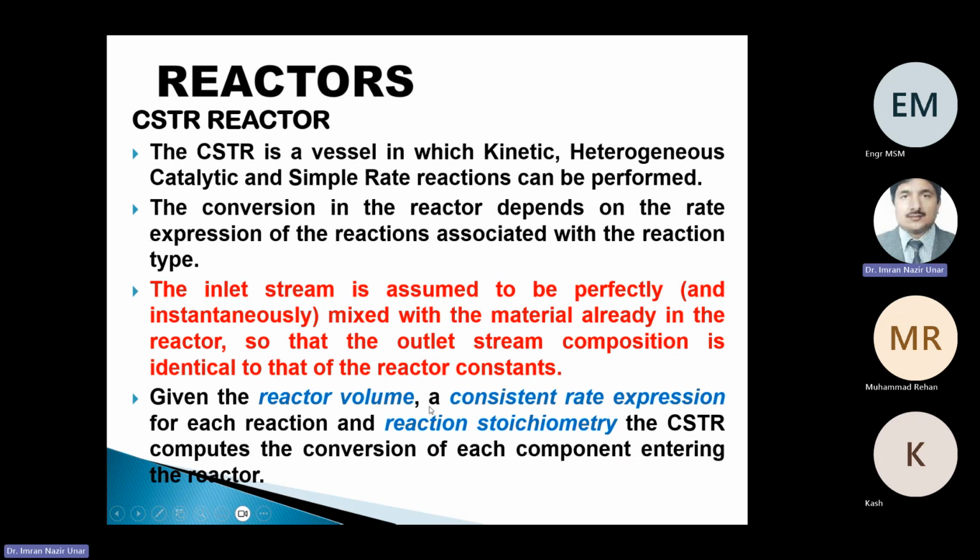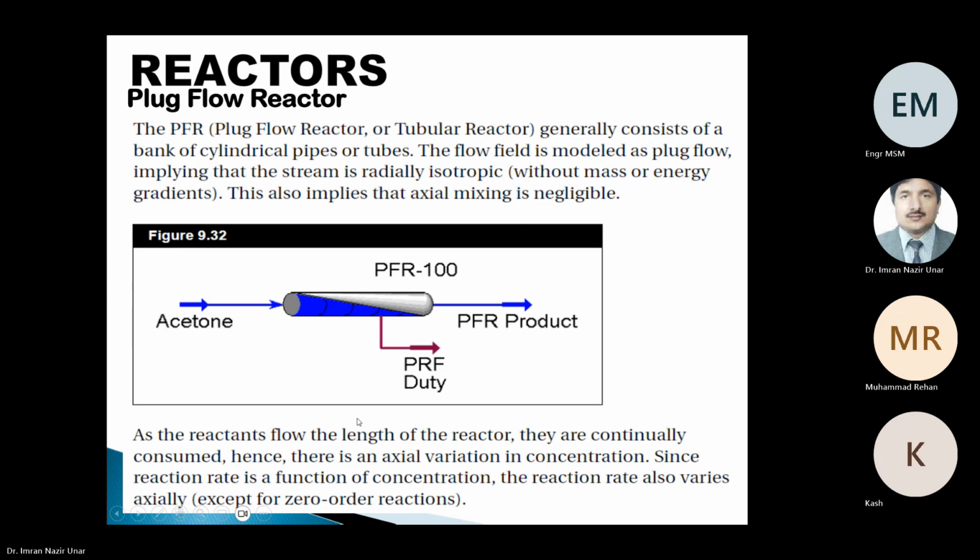Given the reactor volume, a consistent rate expression for each reaction and reaction stoichiometry, the CSTR computes the conversion of each component entering the reactor. So you need to define these three things for the reactor, and in response, the CSTR will compute the composition of the products. And one another kind of reactor which is separately available is the plug flow reactor.